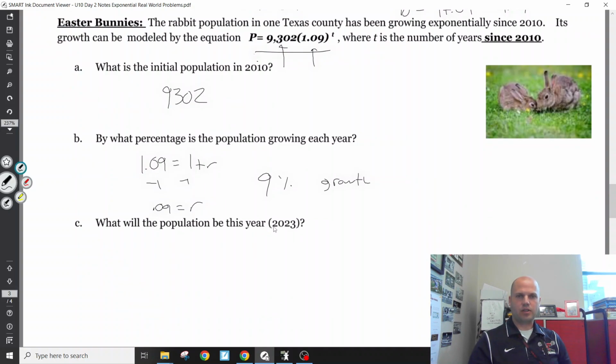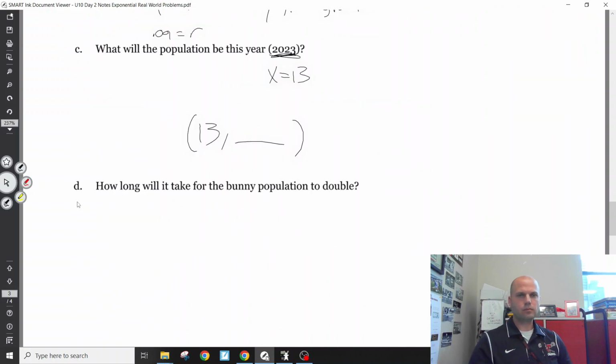What is the population in year 2023? Well, this is when my time is 13. How can we figure that out? It's like you started in 2010. This is 13 years after that. So this is the situation when we're finding the y coordinate based on the x coordinate.